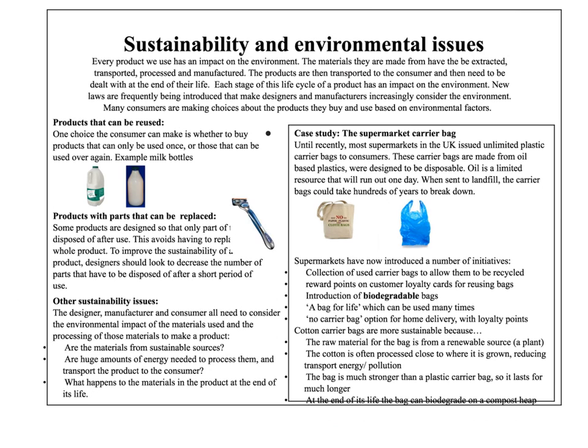So one choice the consumer may make is whether to buy products that can only be used once or those that can be used over and over again. An example is a milk bottle. You can see that you've got the plastic milk bottle here, which can only be used once, and then the glass milk bottle, which can be used over and over again. Obviously the glass milk bottle would be more sustainable because it can be reused, it can be washed out. The plastic milk bottle can only be used once and then it has to go into landfill.